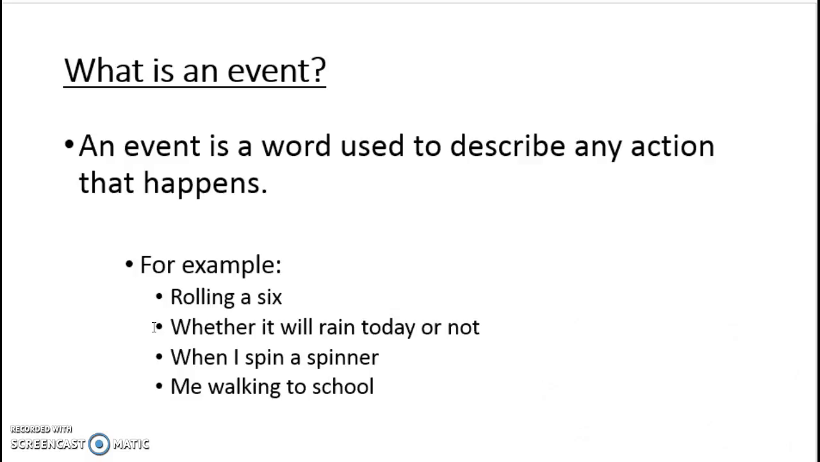They are events, and when we talk about chance and events, we're talking about what's the possibility that that event might occur. For example, what's the possibility I will roll a 6? What's the possibility or the chance that it will rain today? What's the possibility or chance that when I spin this spinner it will land on red? Or what's the possibility or chance that I'll walk to school today? Given that I drive every day, that's highly unlikely.